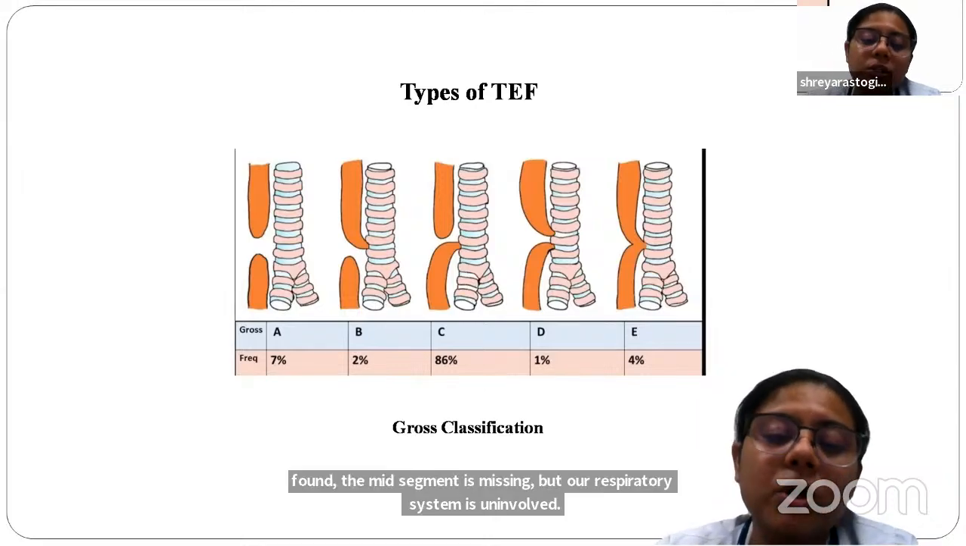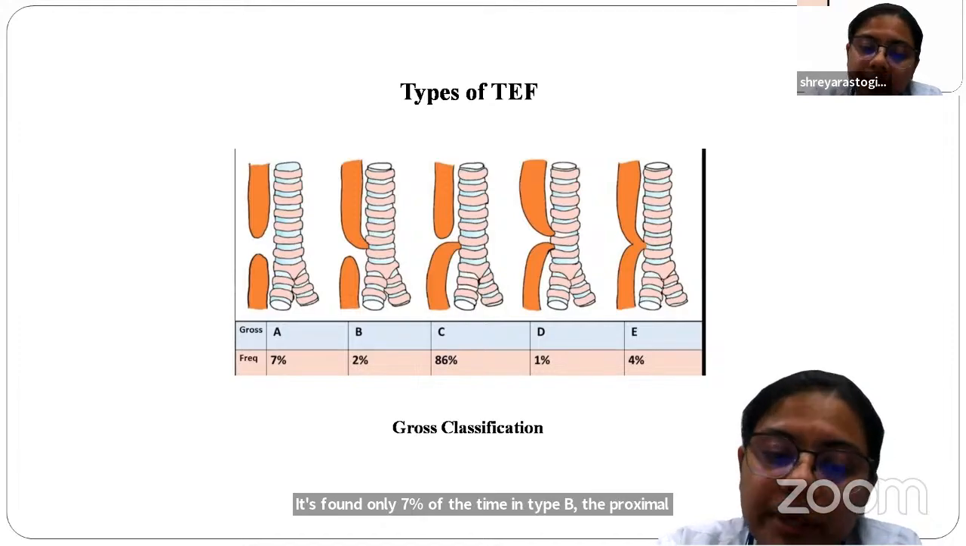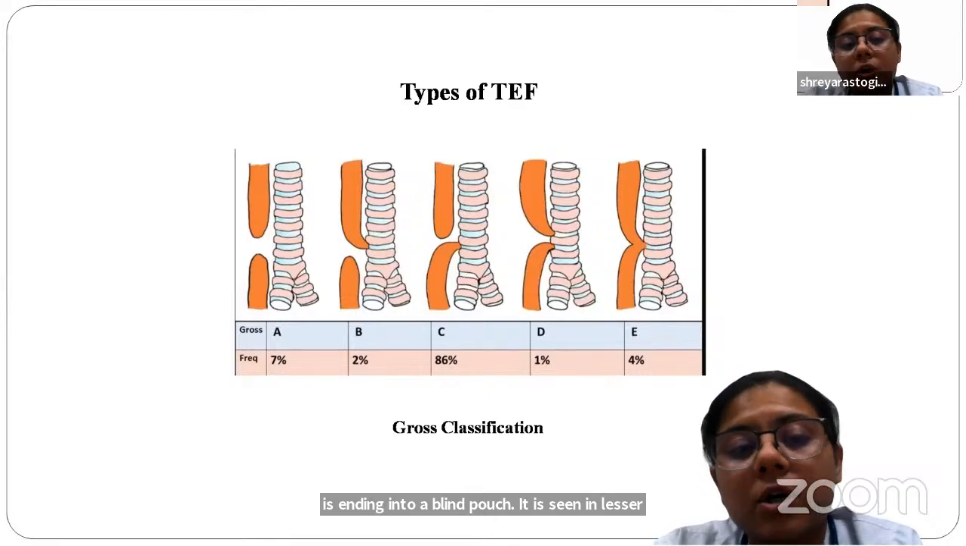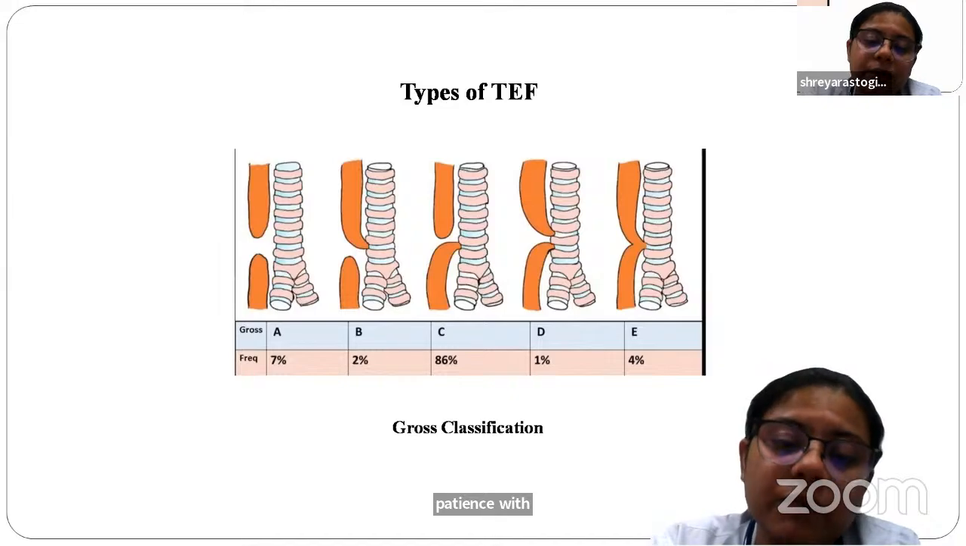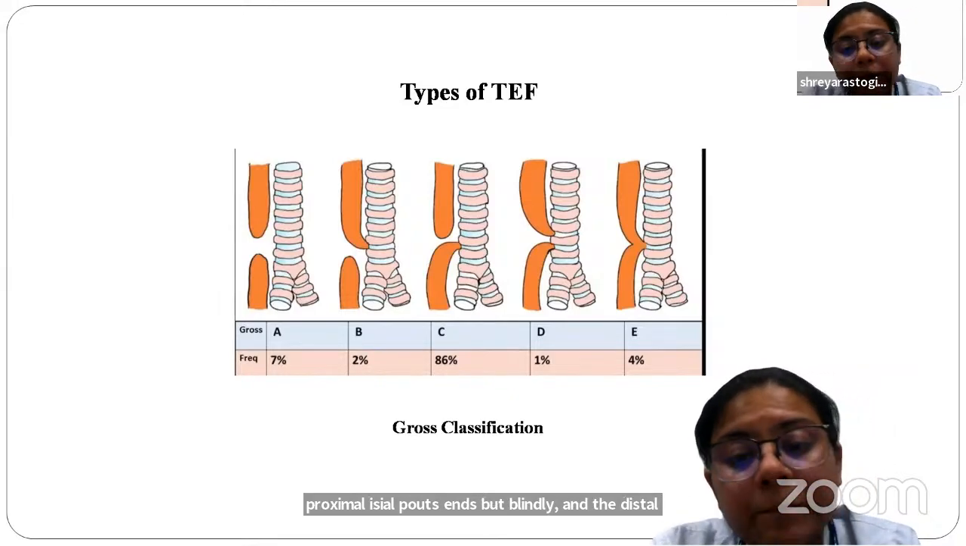In type B, the proximal esophageal pouch is connected to trachea, while distal esophagus is ending into a blind pouch. It is seen in lesser patients with 2%. Type C is the most common, where the proximal esophageal pouch ends blindly and the distal esophageal pouch is arising from the trachea itself. It's seen 86% of the time.